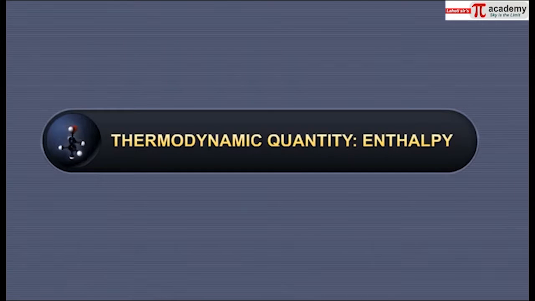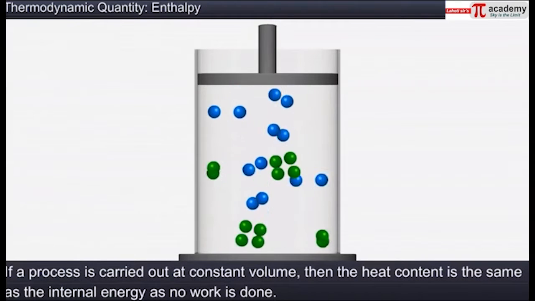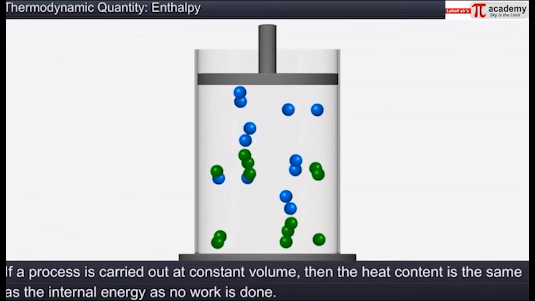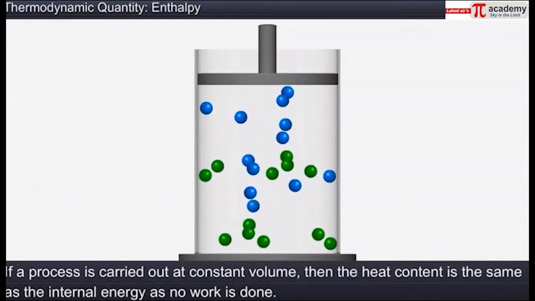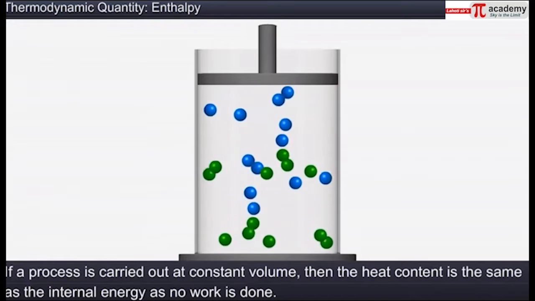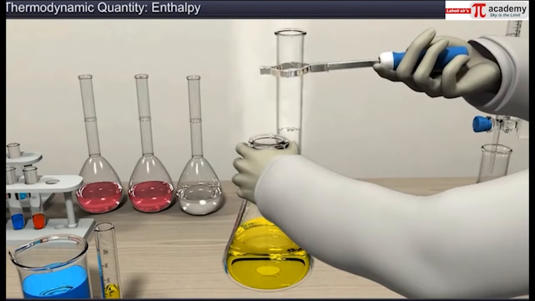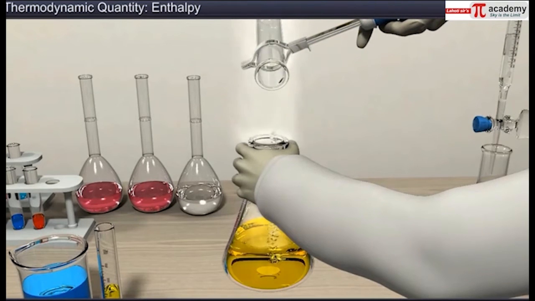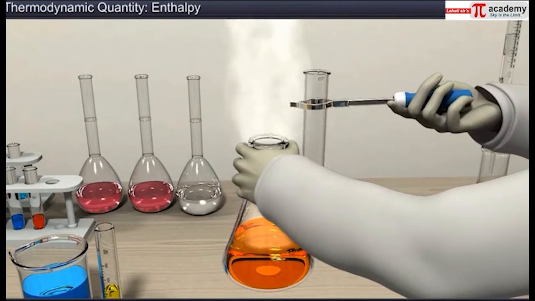In this module, you will learn about the application of internal energy and enthalpy. We have learned that if a process is carried out at constant volume, then the heat content is the same as the internal energy as no work is done. But most of the chemical reactions are carried out at constant pressure and not at constant volume.